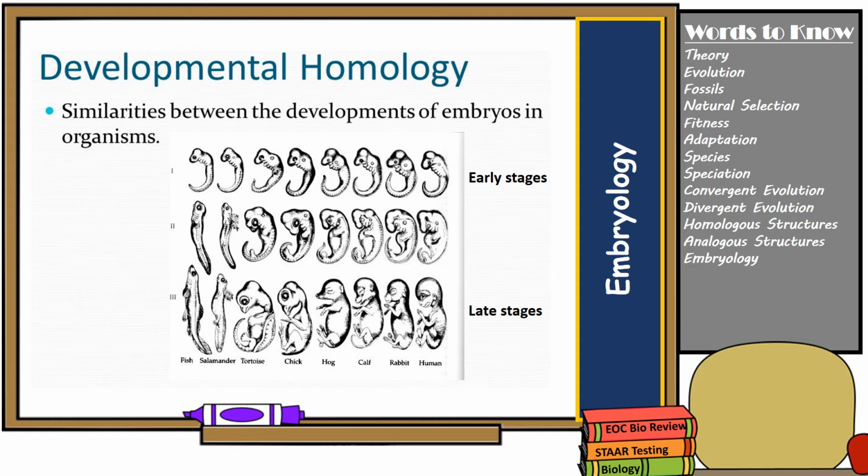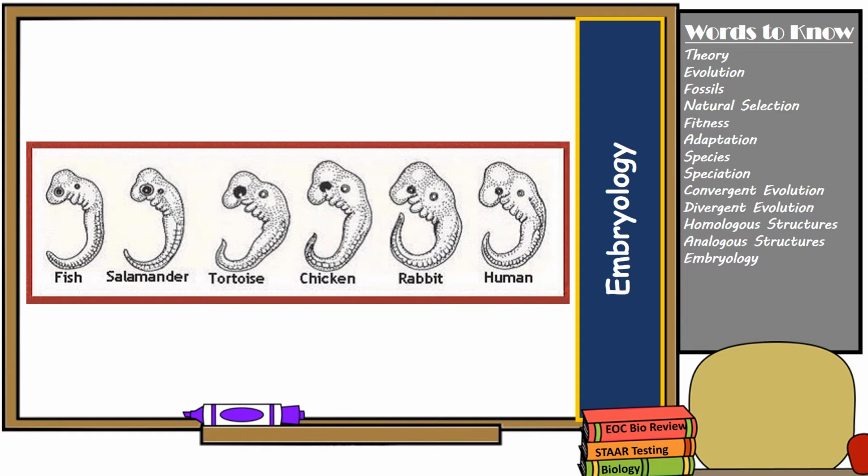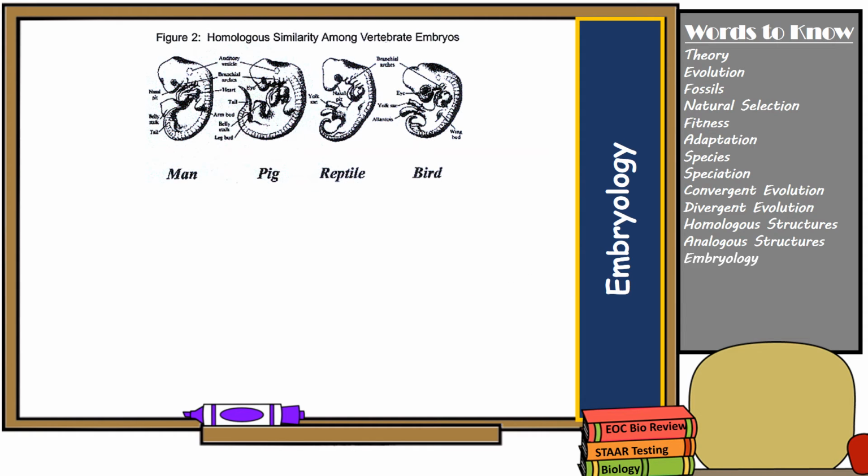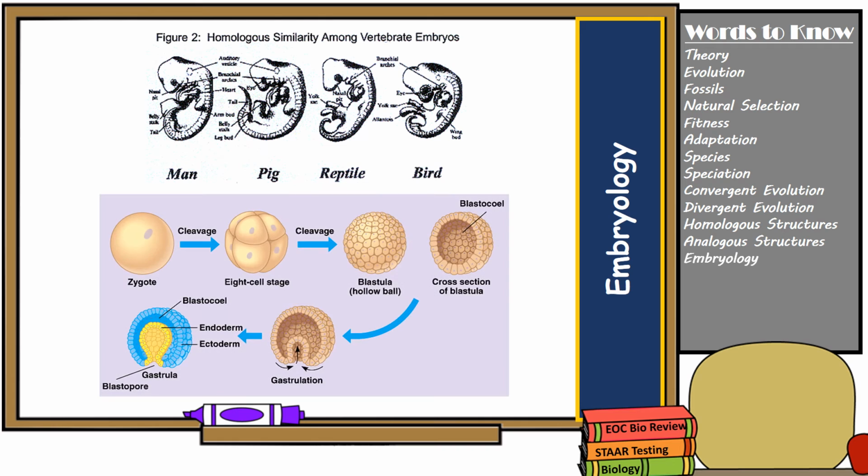Basically, early development is the same for many organisms, which is strong evidence of common ancestry. When looking at the embryos of many animals with backbones, there are a lot of similarities which suggest that the same groups of undifferentiated cells developed in the same order to produce the same tissues and organs of all vertebrates, suggesting that they evolved from a common ancestor.